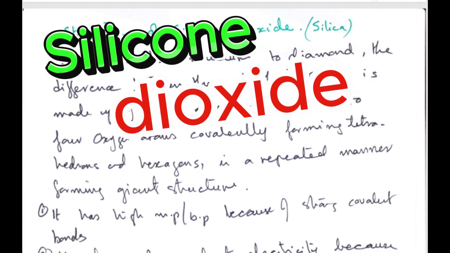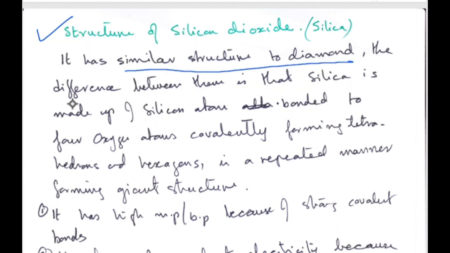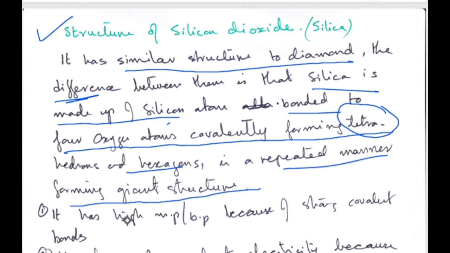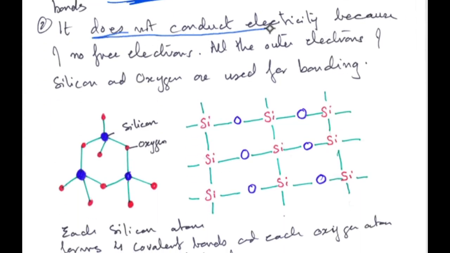Now we come to the structure of silicon dioxide, another example of a macromolecule. It has a similar structure to diamond. The difference between them is that silica is made up of silicon atoms bonded covalently to four oxygen atoms, forming tetrahedrons and hexagons just like diamond, in a repeated manner to form a giant structure. It has a high melting point and boiling point because of strong covalent bonds. It does not conduct electricity because of no free electrons.